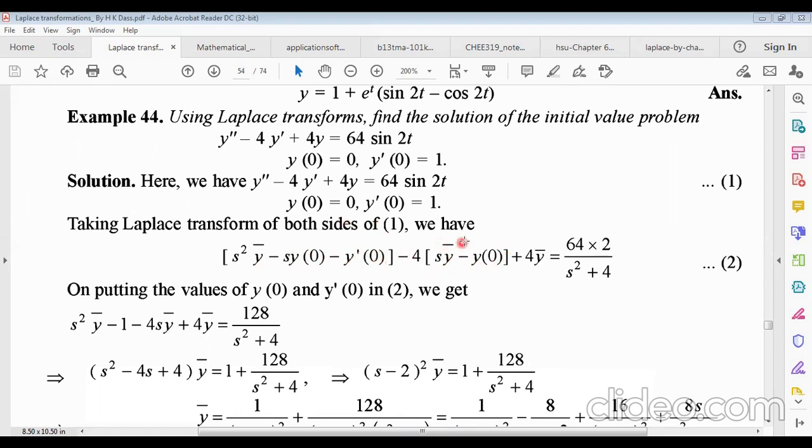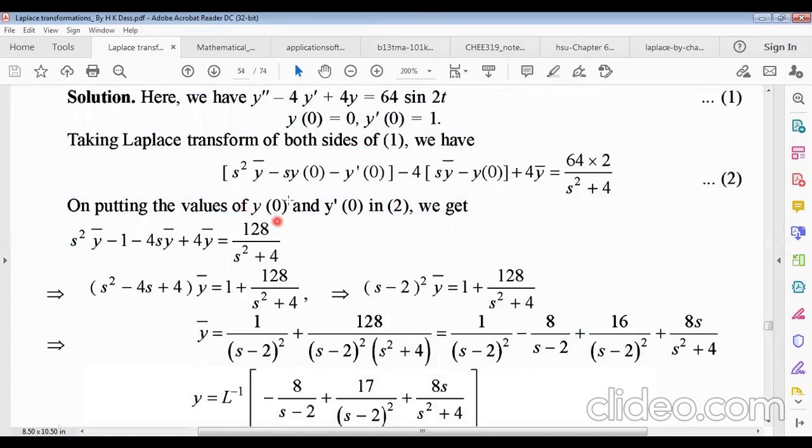Similarly, the first derivative formula of derivatives. Then for y, Y bar means the Laplace transformation, remember it. And the Laplace transformation of sin 2t was 2 divided by s square plus 2 square. From the previous example, you must know the formula: the Laplace transformation of sin at was a divided by s square plus a square. That means sin 2t will be 2 divided by s square plus 4. This is equation number 2.